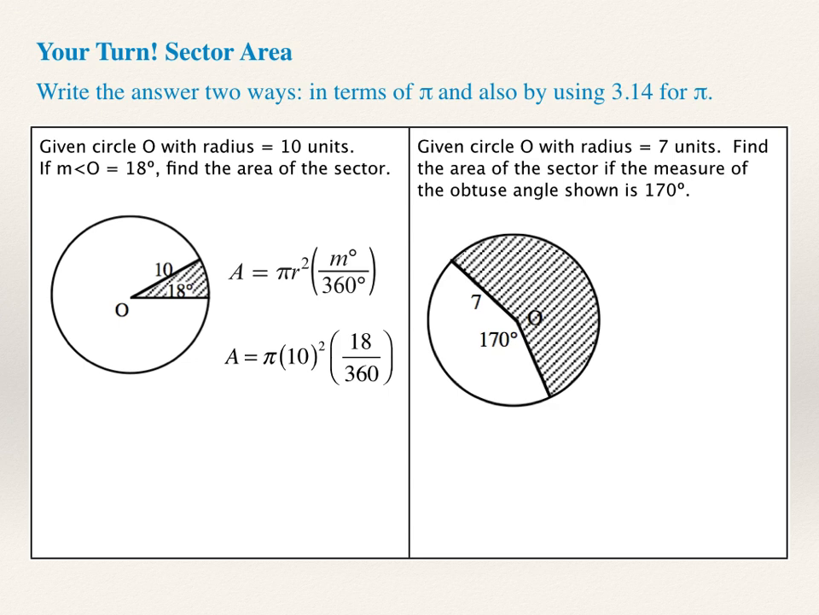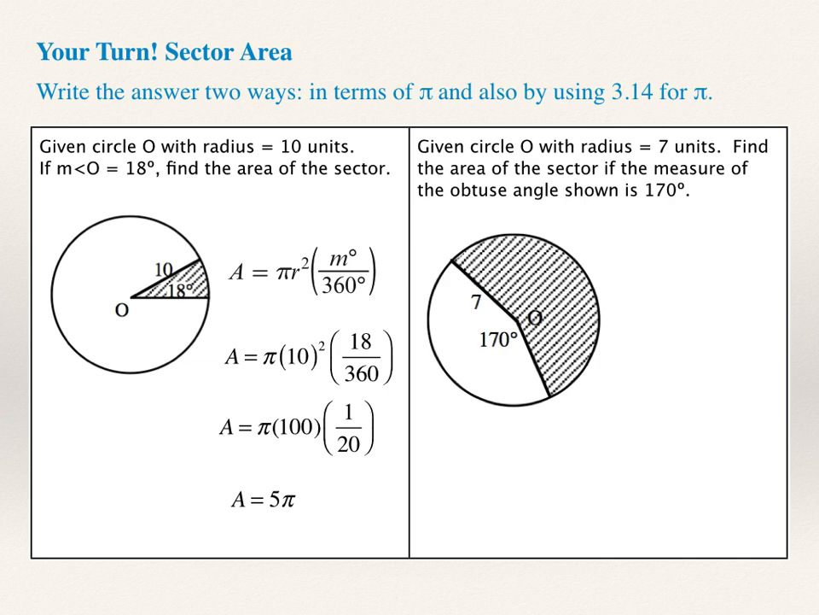Now why do I say that? Well, 36 over 360 would be 1/10, but this is 18 over 360, so this would be half of 1/10 or 1/20. And now 100 divides by 20 nicely, so my sector area is 5 pi. Now what will your units be? Square units, right? All right, now I want to move on to the next example.